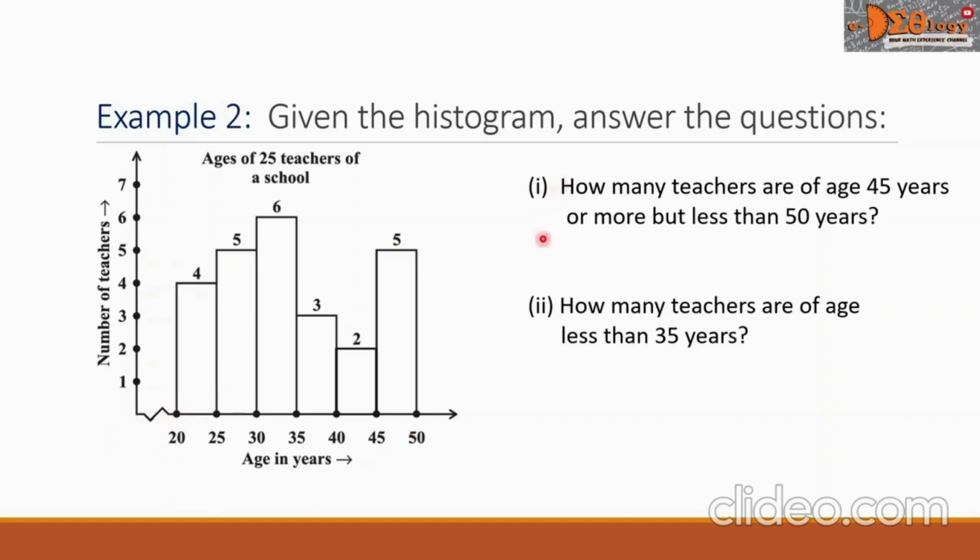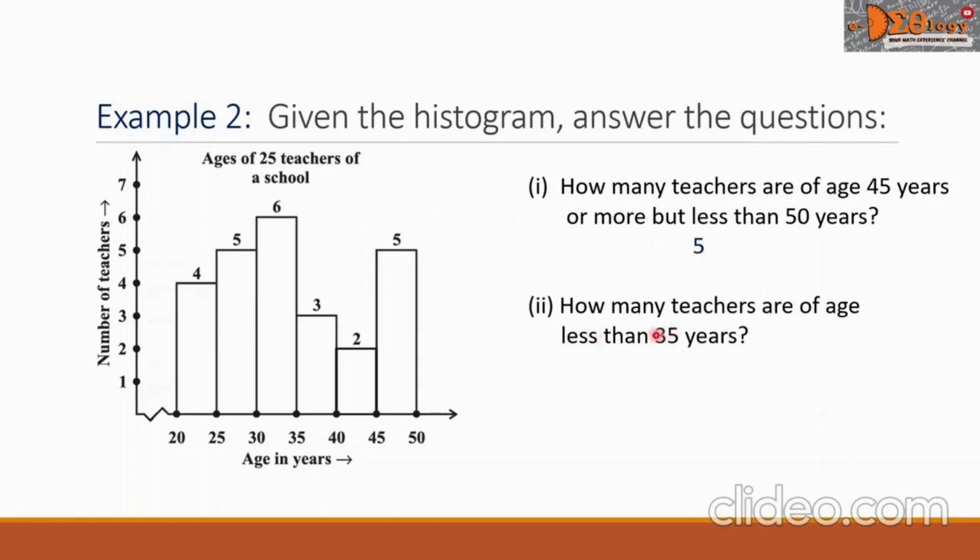Now let's answer the first question. How many teachers are of age 45 years or more but less than 50 years? This question corresponds to the last box from 45 to 50 and the frequency is 5. So the answer here is 5.